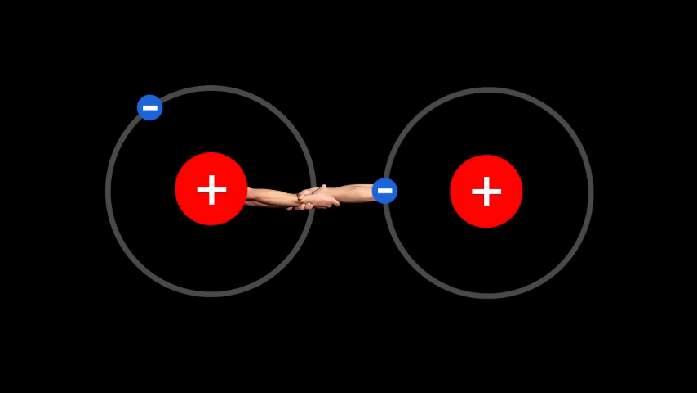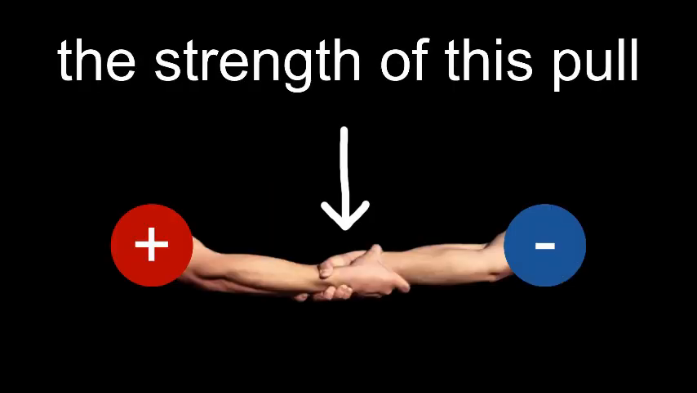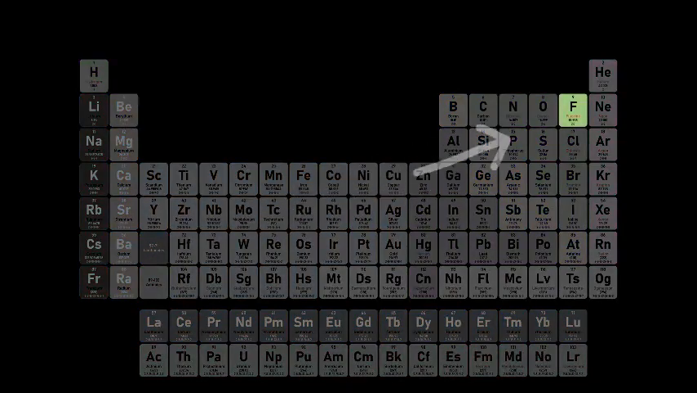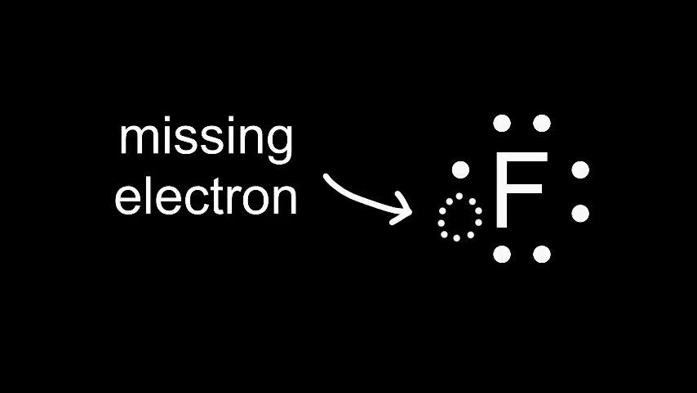These bonds are also caused by the positively charged nucleus of an atom tugging on electrons of another atom. The strength of this pull is called electronegativity. In the periodic table, the electronegativity increases from bottom left to the top right. Therefore, fluorine has the strongest pull. It's just unbelievably desperate for an electron.